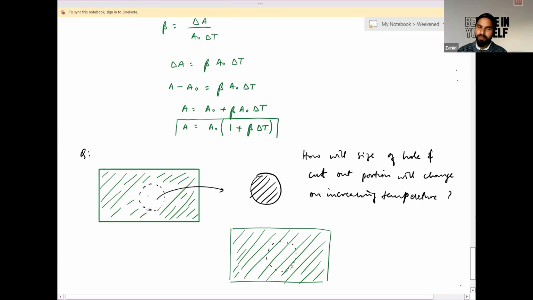Similarly, this hole part will also expand, similarly to its cutout portion. Let me explain why. Suppose this cutout portion may have a particle at its midpoint like this, from which this hole is cut out. So on increasing temperature, there will not be enough space for it to move further inward, since all particles are closely packed together. So there will be a chance to increase the separation between them, so they may get separated from each other like this. Is it clear?